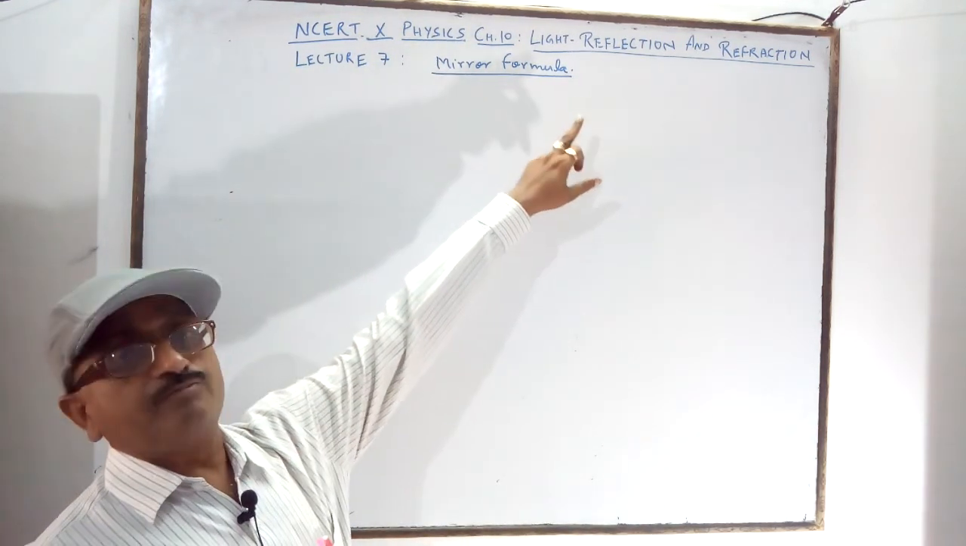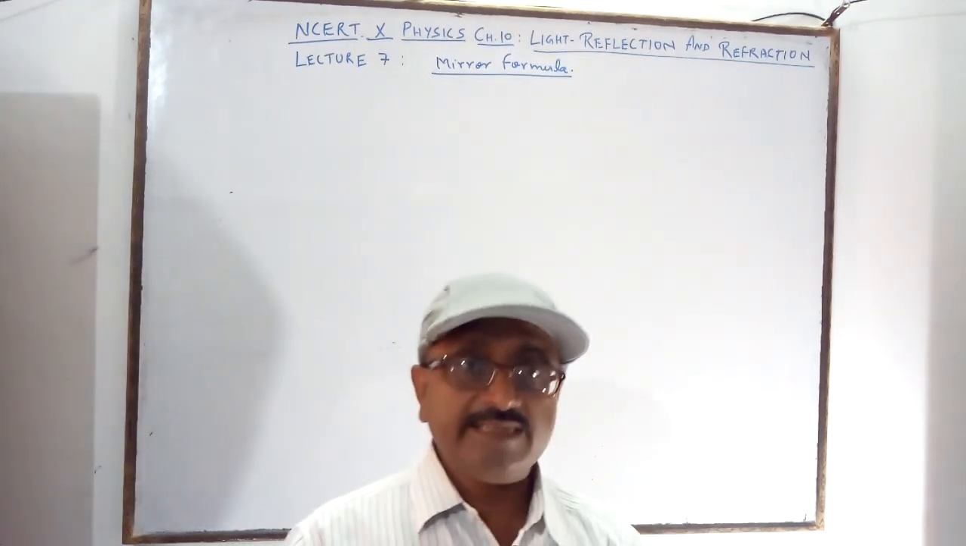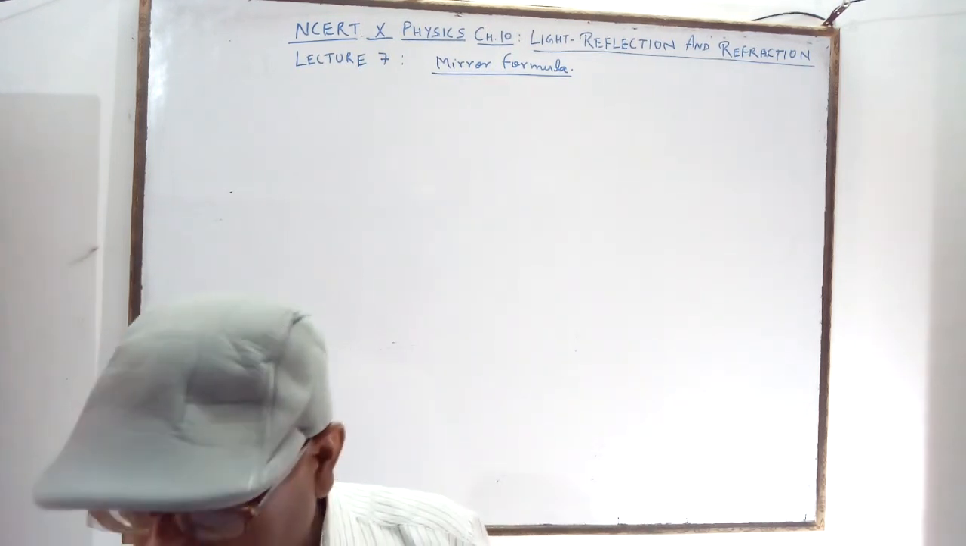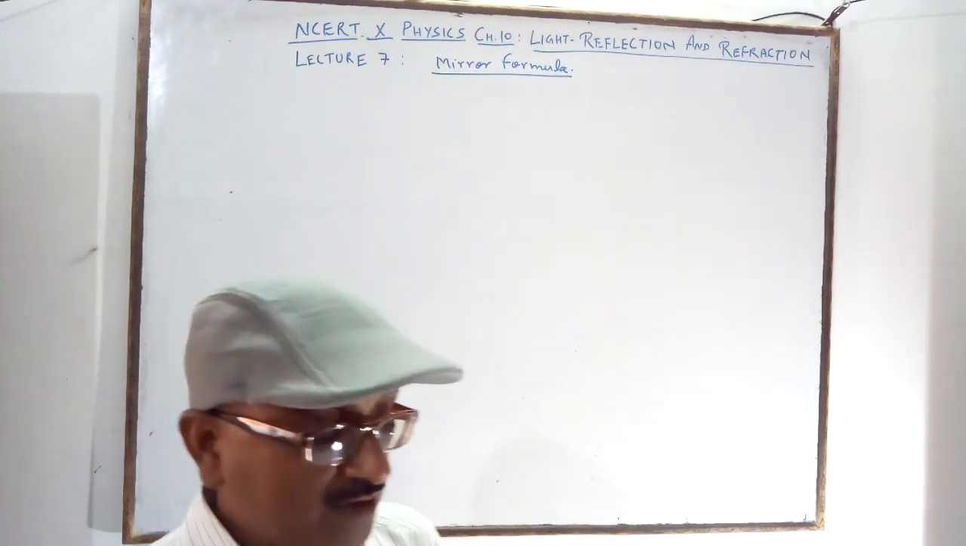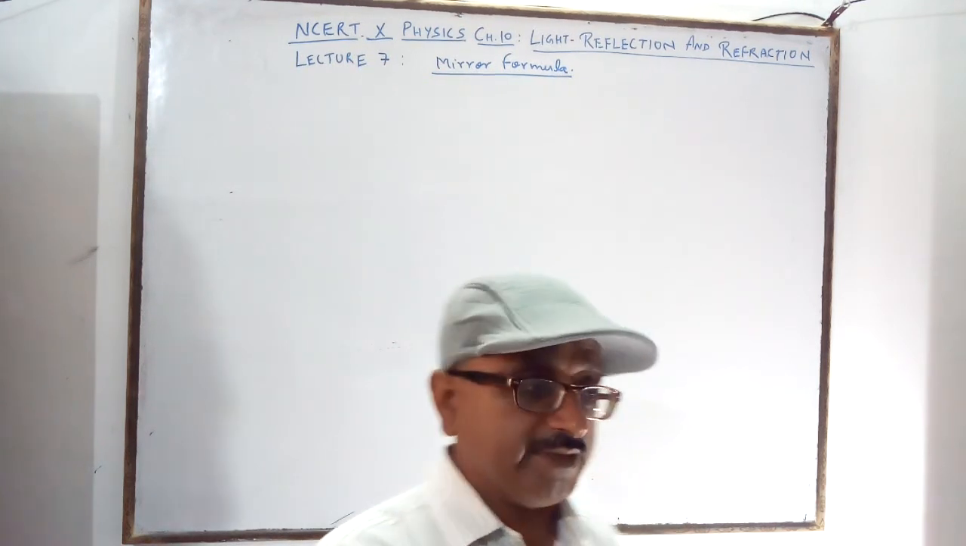Light, reflection and refraction. In the previous lecture I told you about the sign convention of image formation by a mirror. What is the sign convention? How do we get it for a spherical mirror? There is a positive and negative sign.